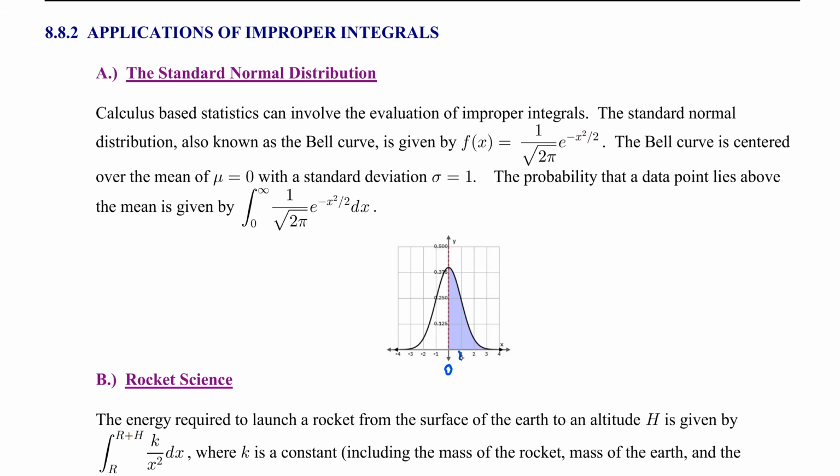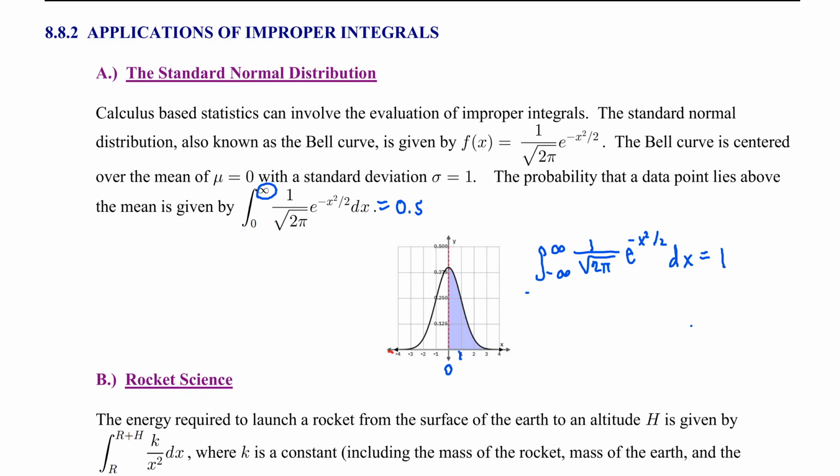The probability that a data point lies above the mean is given by the integral from 0 to infinity. Notice we're dealing with an improper integral with an infinite upper limit of integration of the function describing the bell curve dx. This integral happens to converge and the value is exactly 0.5. In fact, the integral from negative infinity to infinity of 1 over the square root of 2 pi times e to the negative x squared over 2 dx is equal to 1.